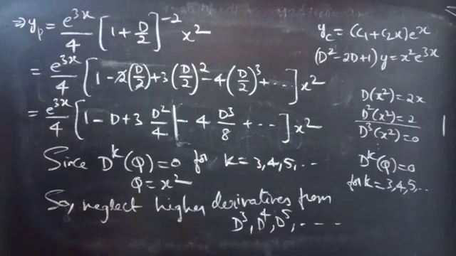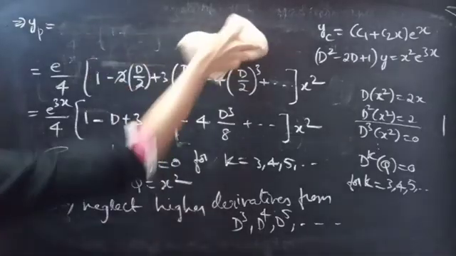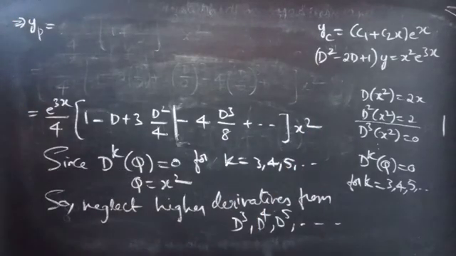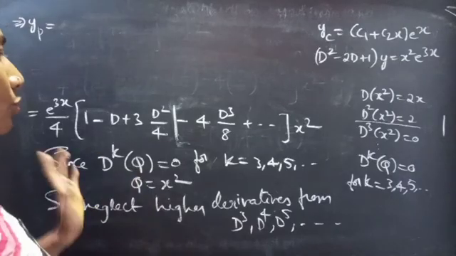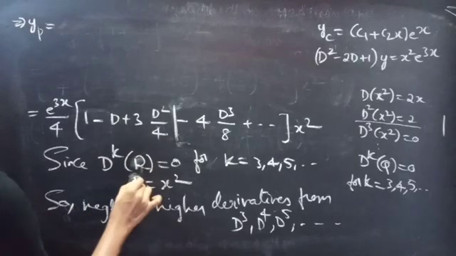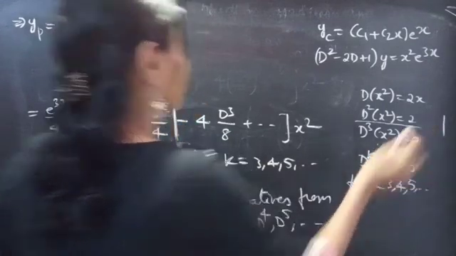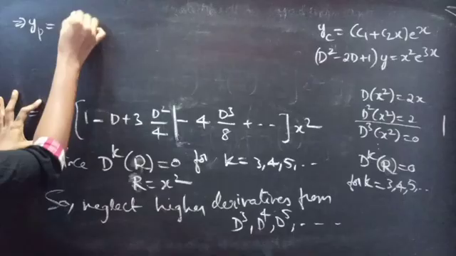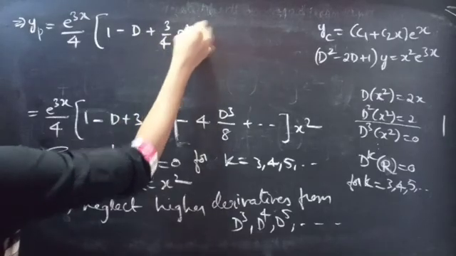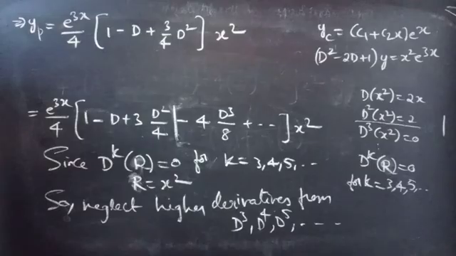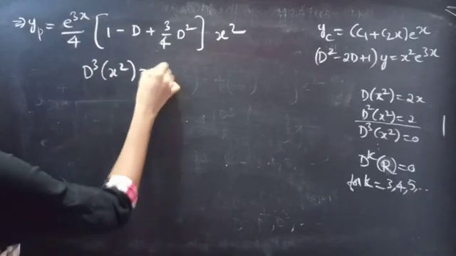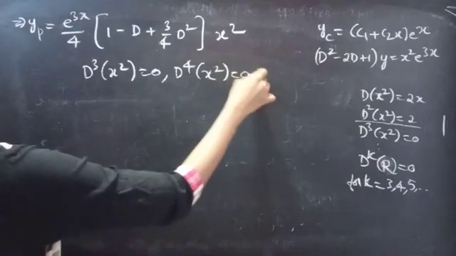Then our yp becomes, already we have used the q for the RHS, right? So let's name this x square as some capital R for our convenience, so that we don't get confused, right? Fine. Now this becomes e power 3x by 4 into (1 minus d plus 3 by 4 d square) into x square. The reason why we have chosen the three terms is d cube of x square is 0 and d power 4 of x square is 0 and so on, right?